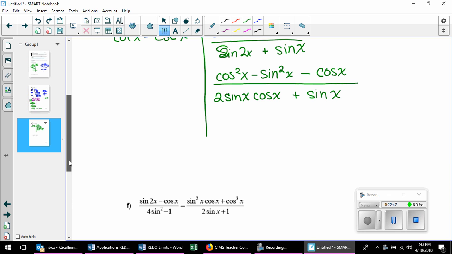Can I cancel stuff out? These are all separated by subtraction signs on the numerator. This whole denominator would have to go in here, this whole denominator would have to go into the middle term, and this whole denominator would have to go into the end term. That looks ugly. Nope.